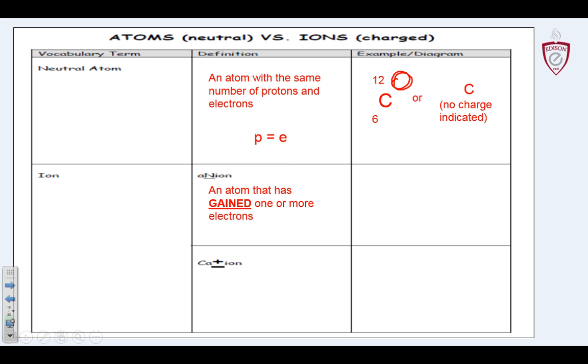The types of ions, there's 2. The first one is an anion. It's got the letter N in it. It means an atom has gained 1 or more electrons. That means that the electrons are greater than the protons.